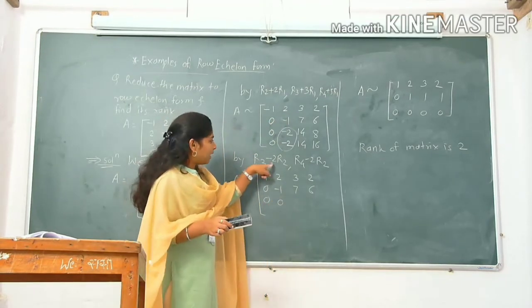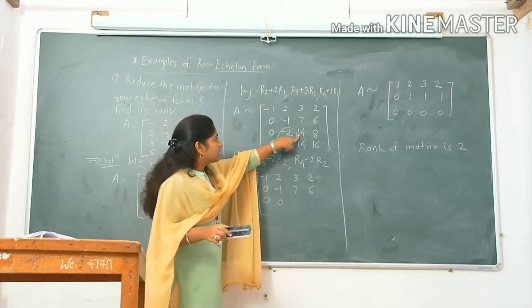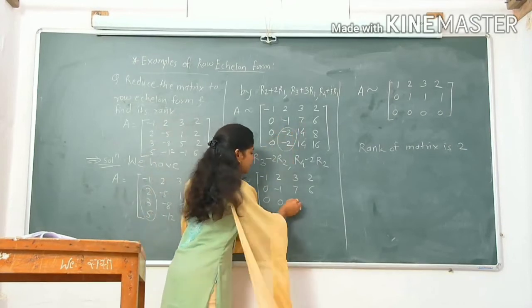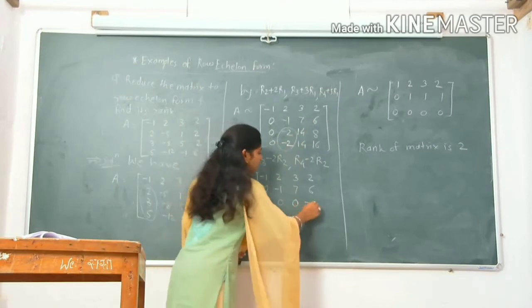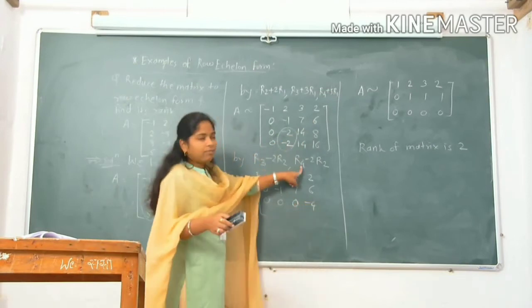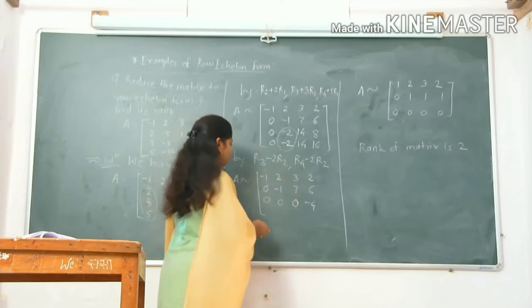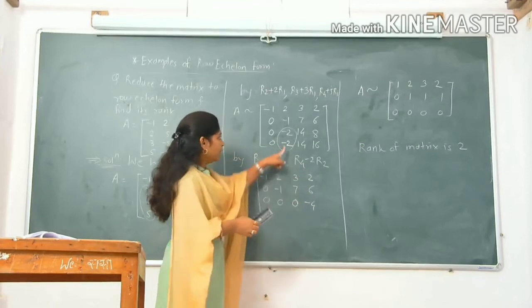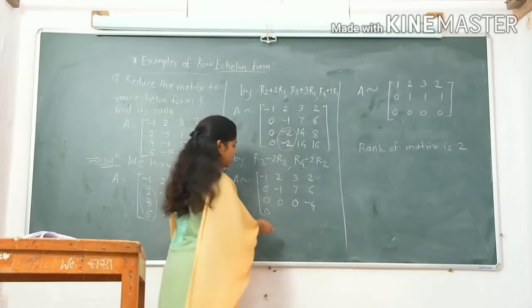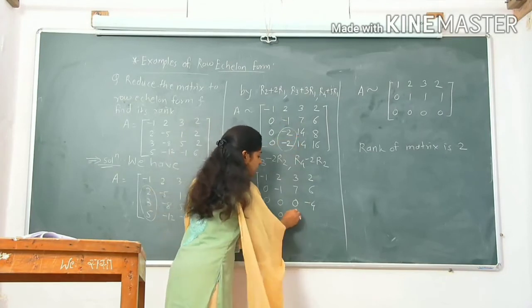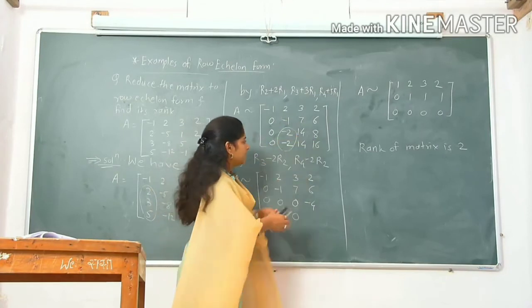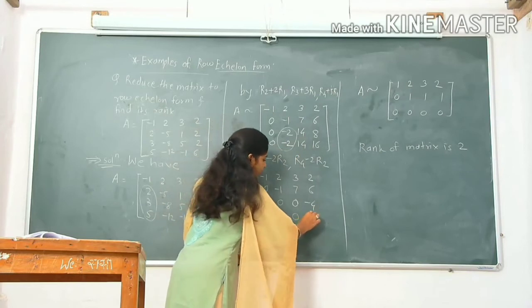Here we perform R3 minus 2R2. 14 minus 14 is 0 and 8 minus 12 is minus 4. Again we perform R4 minus 2R2. Here the first element is 0. Minus 2 minus minus 2 is minus 2 plus 2, which is 0. 14 minus 14 is 0 and 16 minus 12 is 4.